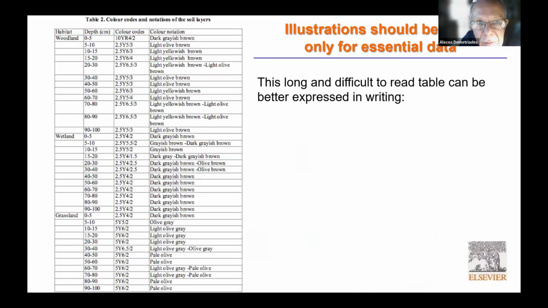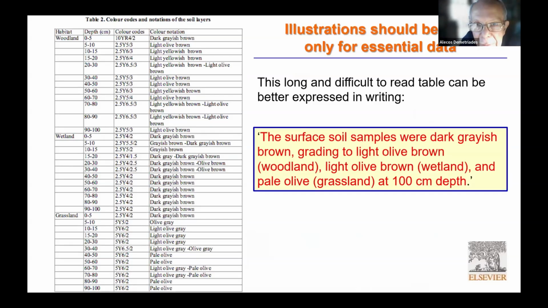Look at this. This long and difficult to read table can be better expressed, if you study it carefully, in writing this very simple sentence. The surface soil samples were dark grayish-brown, grading to light olive-brown woodland, light olive-brown wetland, and pale olive grassland at 100 centimeters depth. All the other things are unnecessary.